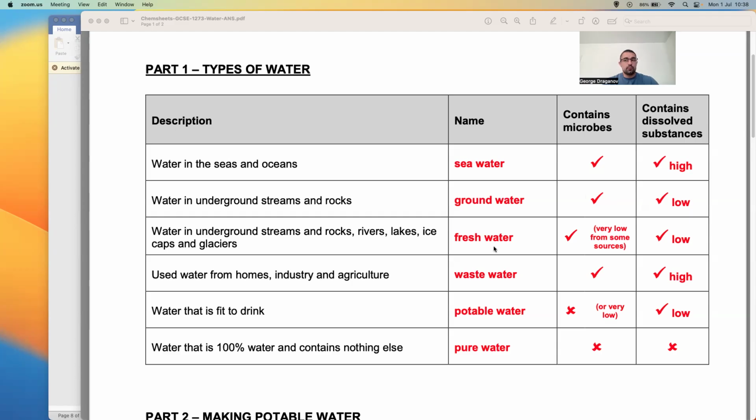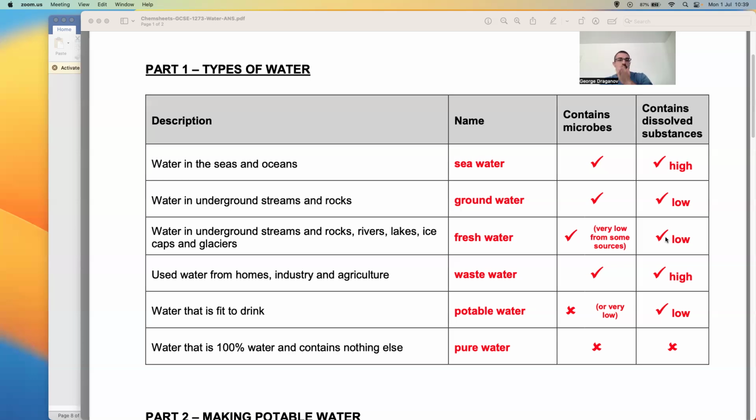Then we have something called fresh water, which luckily we have a lot of in England. That comes from underground streams and rocks, as well as rivers, lakes, ice caps, and glaciers. That will contain microbes, but not so much. They'll be very low. And they'll be very low dissolved substances. So that makes it the easiest one to take water that's safe to drink from.